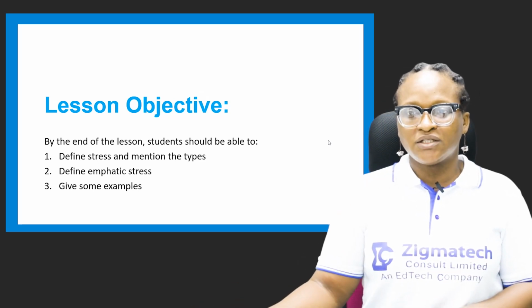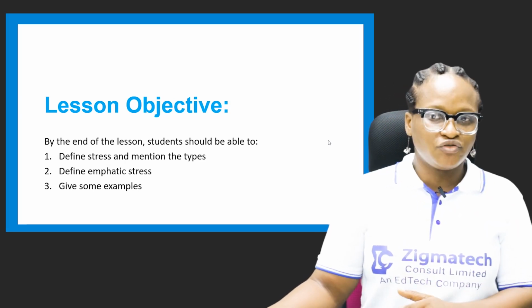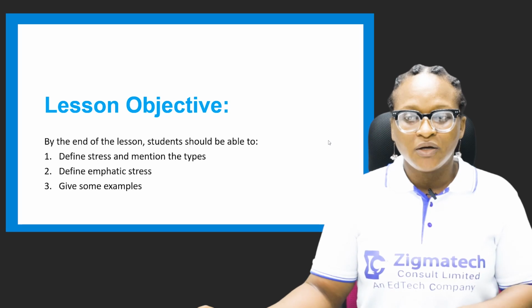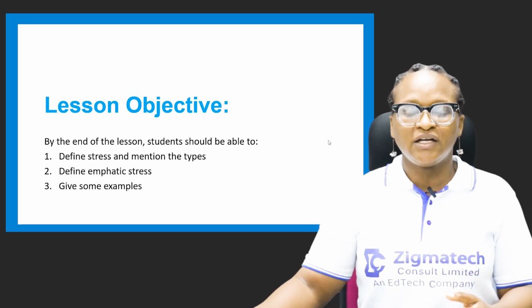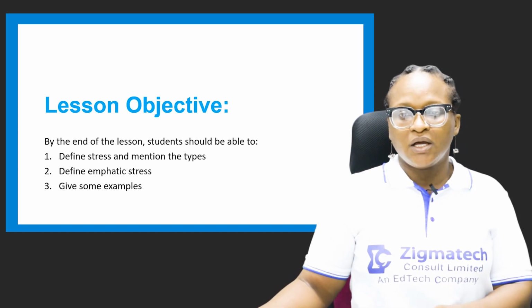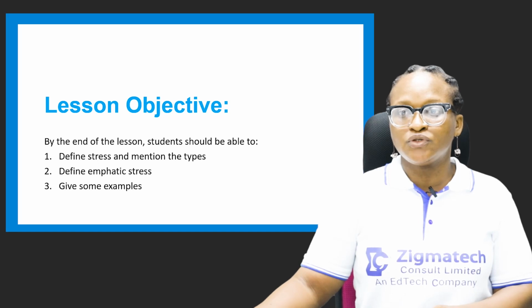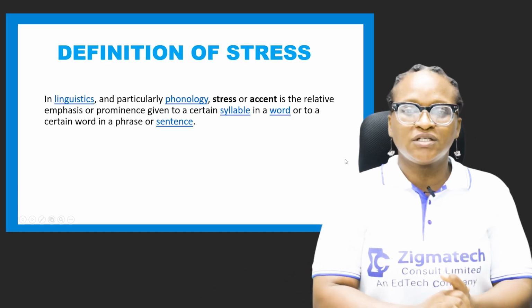So for our lesson objectives, we'll be looking at 3. We'll define stress in respect to English. We'll mention the types of stress. Then we'll define emphatic stress, which is our focal point, and give an example. Okay, so this is stress.